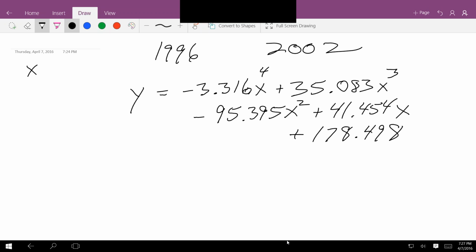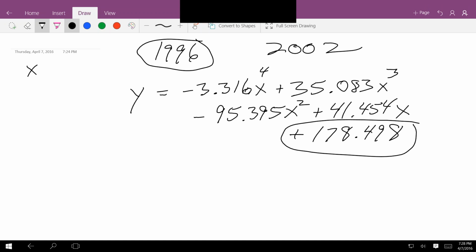So in 1997, what would x be? Plus 1. No, x would be 1. X is the number of years since 1996. Oh, okay. So in 1996, how many bald eagles are there going to be? 0? No, all the x's zero out, but we still have that amount right there. Oh, okay. So in 1996, there's 178 bald eagles.